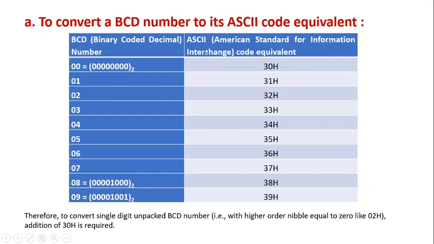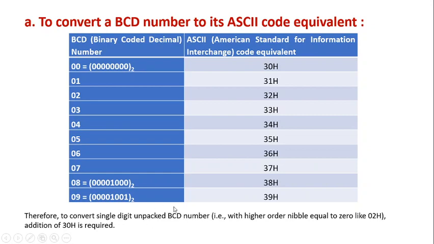Now the ASCII codes are basically the binary code for representing different alphanumeric characters, and it is American Standard Code for Information Interchange. Now for a single digit BCD, we have ASCII equivalent as like this: for 0 it is 30H, for 01 it is 31H, and similarly like this. So in this way we can say that to convert a single digit unpacked BCD.